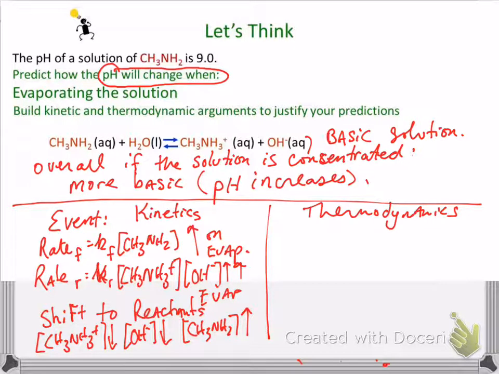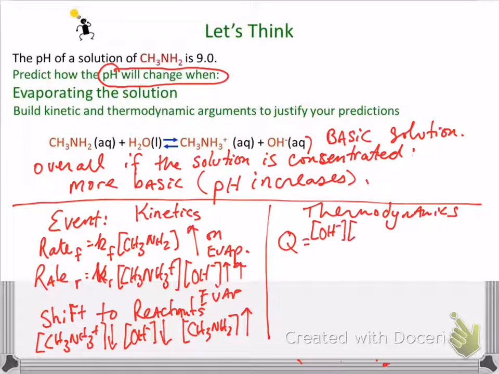This is the third step. Initially it's at equilibrium. Second, we evaporate the water, and third, the system responds. So the system response is the shift towards reactants. OH minus will go down after it's initially concentrated. So even though OH minus goes down a little bit in the shift, the overall effect is that the solution is still basic, more basic than before. But these are the shifts that occur after equilibrium.